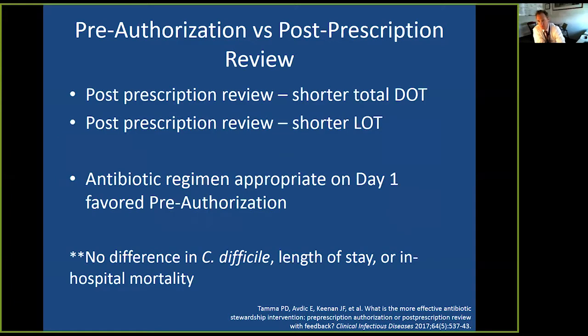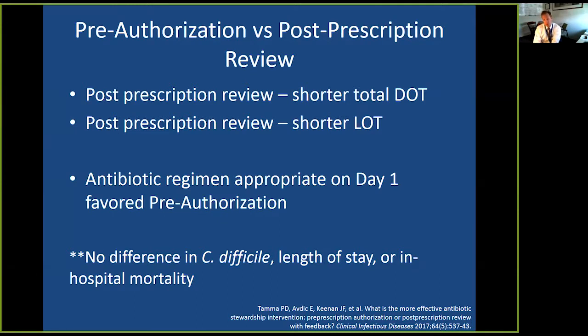They found that post-prescription review that occurs at 24 to 48 hours led to shorter total duration of therapy, or days of therapy. Post-prescription review also led to shorter length of therapy, meaning that at that time that they reviewed the patient at 24 to 48 hours, they could also instruct the team to say, hey, that pneumonia only needs 5 days. And so the length of therapy was shorter, in addition to the total days of therapy, which is the total number of antibiotics. Okay. So little win in the column of prospective audit and feedback.